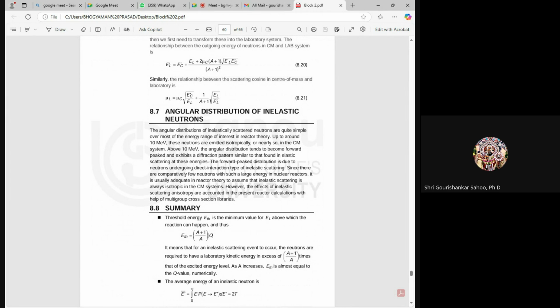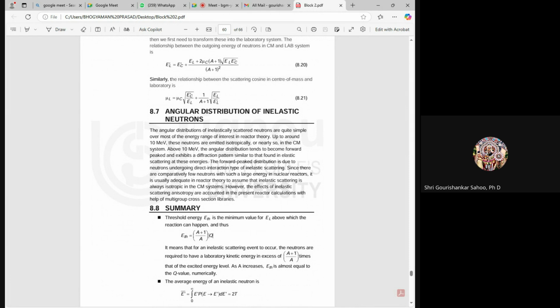The angular distribution of inelastically scattered neutrons is quite simple over most of the energy range of interest in reactor theory, up to around 10 MeV. These neutrons are emitted isotropically or nearly so in the center of mass system. Above 10 MeV, the angular distribution tends to become forward peaked and exhibits a diffraction pattern similar to that found in elastic scattering at this energy. The forward peak distribution is due to neutrons undergoing direct interaction type of inelastic scattering.